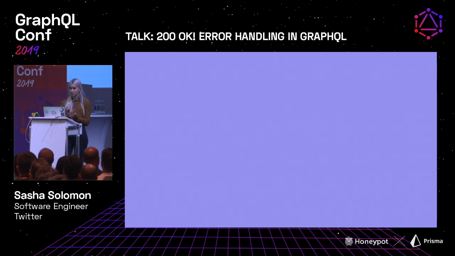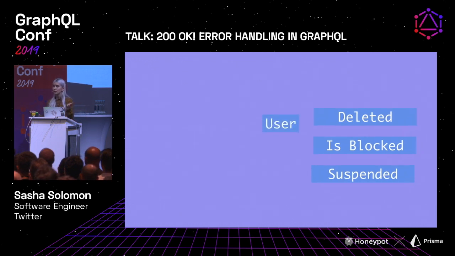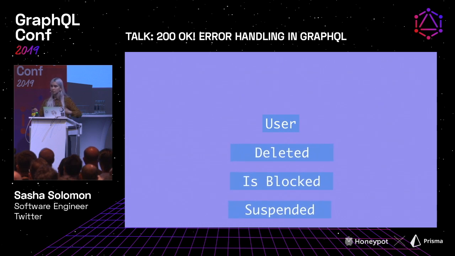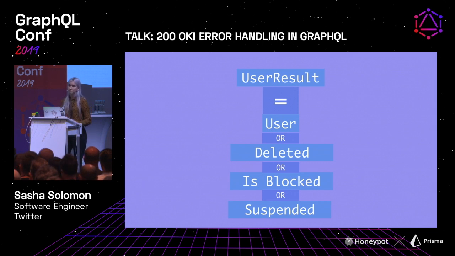So we have a user. Cool. And now let's say we have all of these other different states of a user. So we have deleted, blocked, suspended. So when we're making our schema here, we can say, okay, we have a user, and then we have all these other forms of a user. So really, this is a user result. Again, these are all results, right? These are just different results. So we have a user result, and that is a user, or a deleted user, or they're blocked, or they're suspended. So these are all different states of a user, and these all happen within the normal operation of your app. Cool.